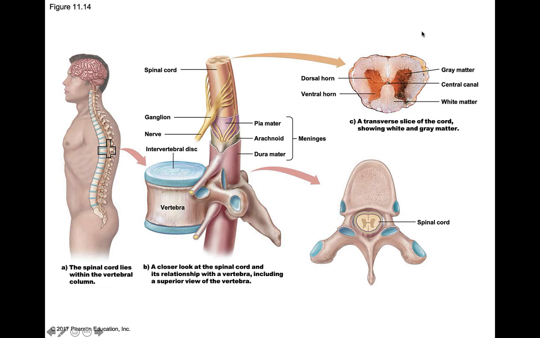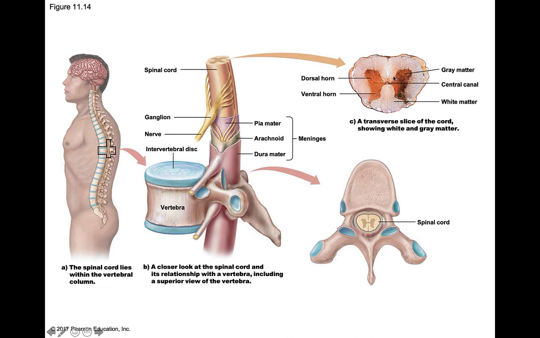Now, this here is a cross section of the spinal cord, and you want to have the correct orientation. So this is posterior, this is anterior. There's the dorsal horn, there's the ventral horn. And remember what I said previously, dorsal is sensory and ventral is going to be motor.